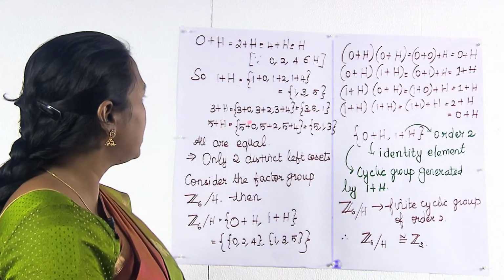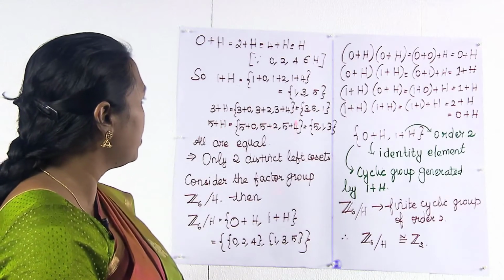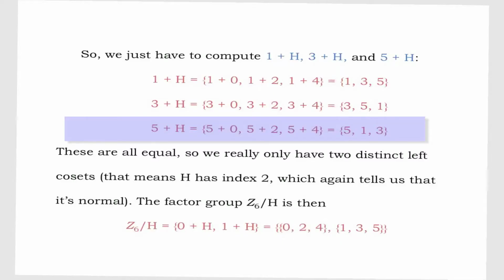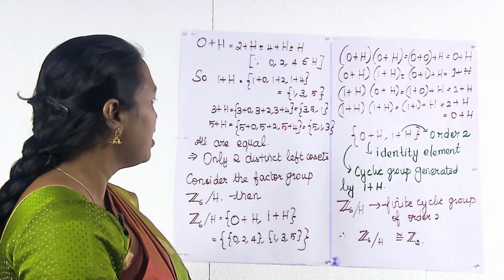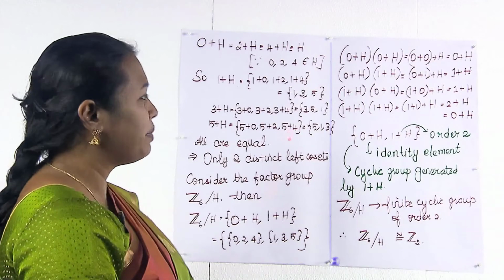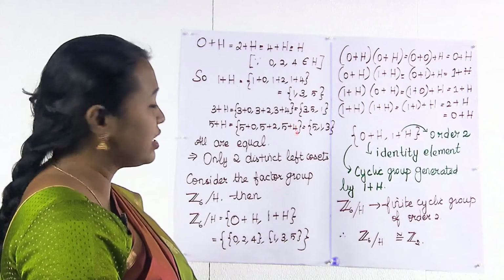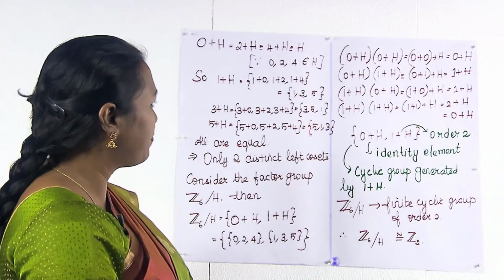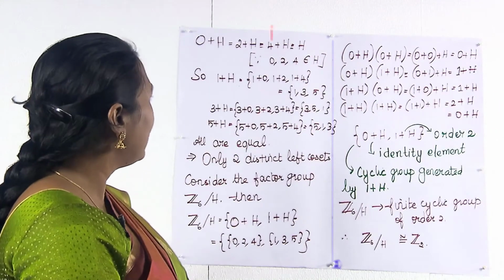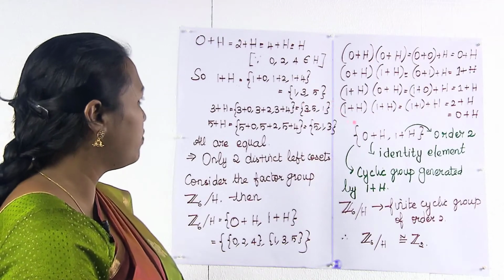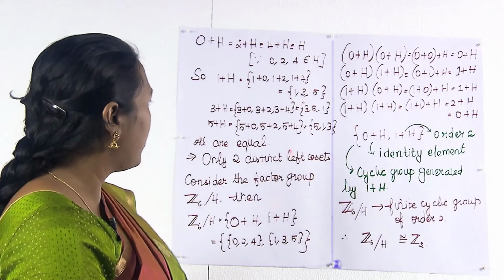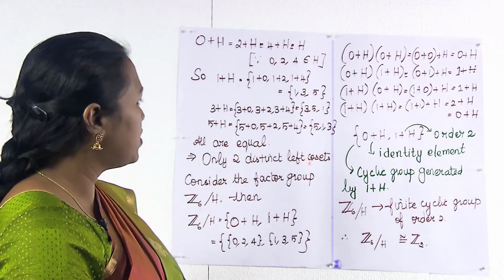Now, 5 + H is 5 + 0, 5 + 2, 5 + 4. So, 5 + 0 is 5, 5 + 2 is 7, which again becomes 1 because Z6 is cyclic. Then 5 + 4 is 9, and when you divide by 6 you get the remainder 3. Therefore, it is 5, 1 and 3. So, clearly we can see that all of them are equal: {1, 3, 5}, {3, 5, 1}, {5, 1, 3} are the same. Therefore, they are equal, and only 2 distinct left cosets are possible.